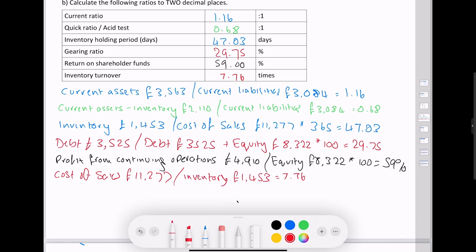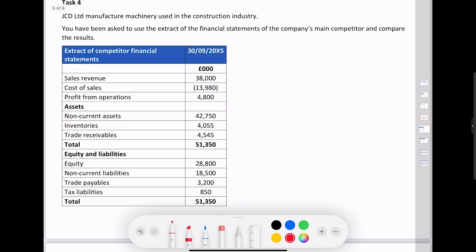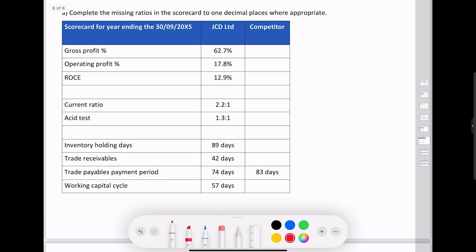Okay then, so moving on to task four now. So we've got JCD Limited, a manufacturer of machinery used in the construction industry. You've been asked to use the extract of the financial statements of the company's main competitor and compare the results. So on this one, we're effectively comparing between two different businesses. And it wants us to calculate the different ratios and compare them. Okay, so we'll go through these relatively quickly now, just due to time, and I just want to make sure that we get to look at some of the analysis as well.